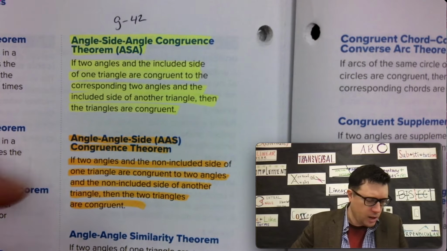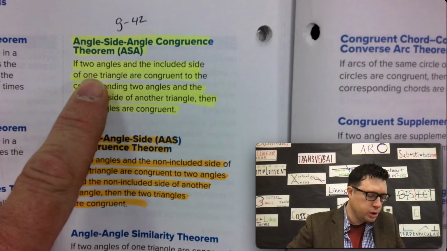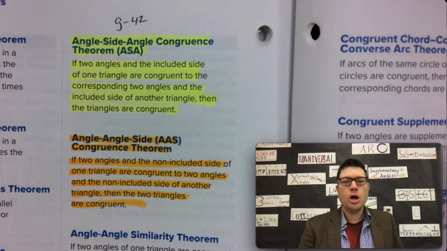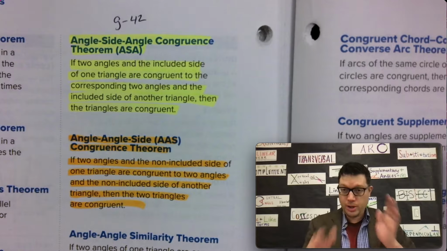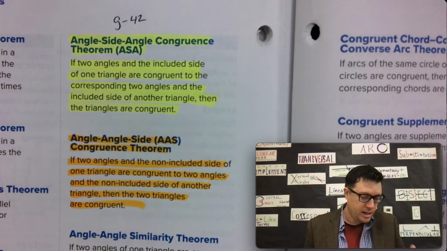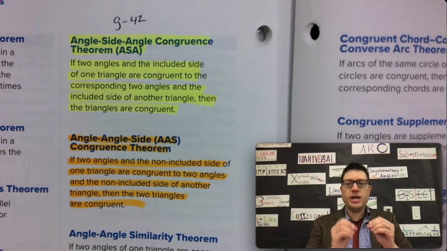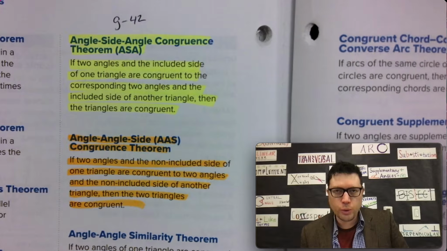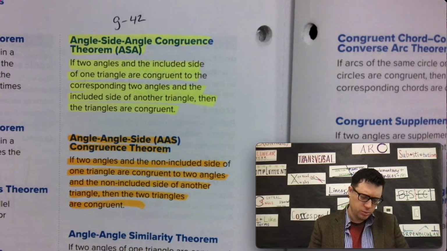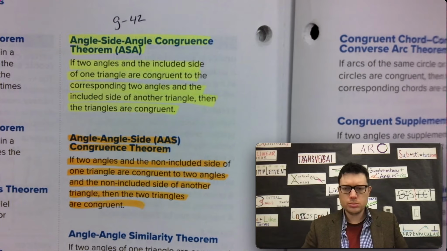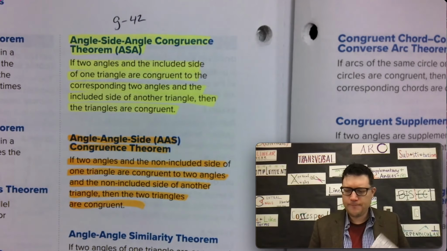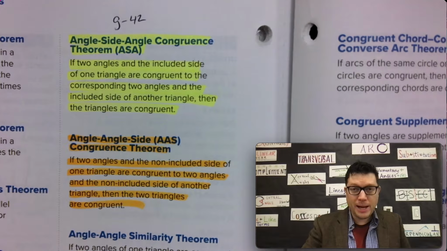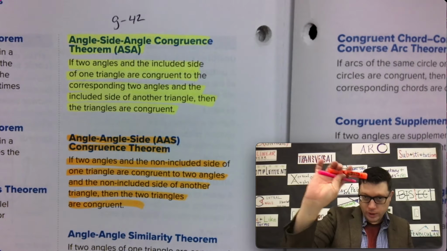In angle side angle, if two angles and the included side of one triangle are congruent to the corresponding two angles and the included side, it's got to be on the inside, of another triangle, then the triangles are congruent. So let's tackle this one. I'm going to highlight. I've used green, pink, and orange. I'm only going to use green and orange for this one.